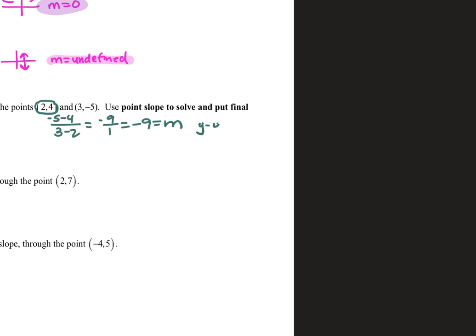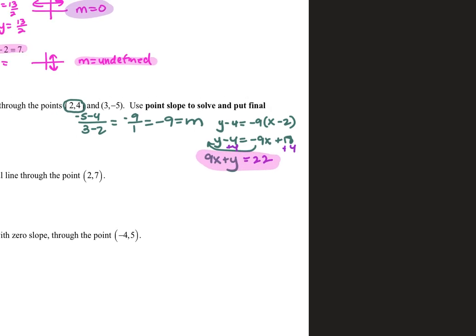minus y1, which is 4, equals m, which is negative 9, times x minus x1, which is 2. And then distribute the negative 9. I need x to be positive, so I'm going to move the 9x to be with the y, so 9x plus y, and I'm going to add the 4 so that the constant's on the other side. And there's my equation in standard form.